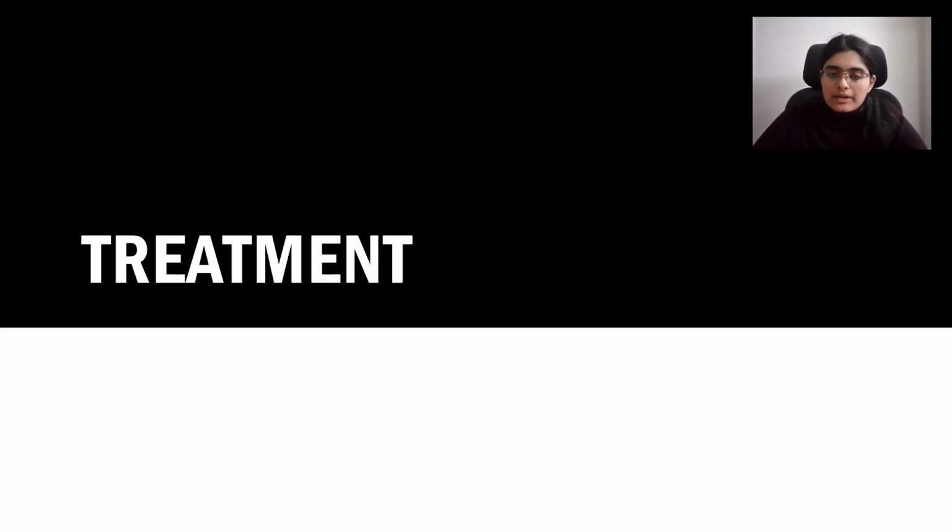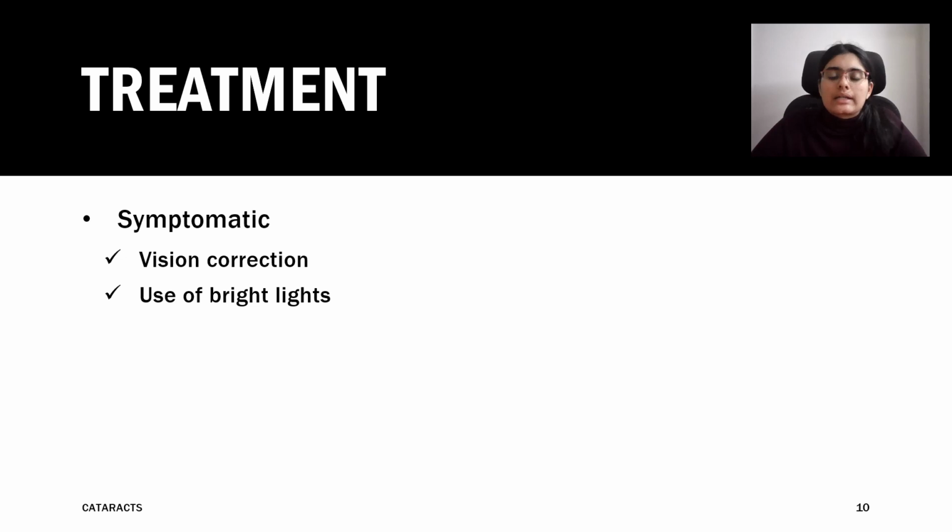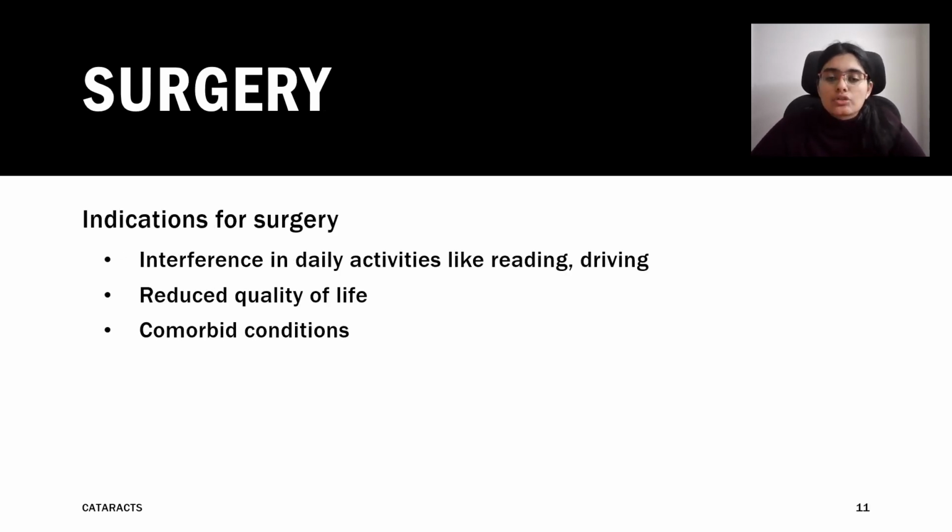What is the treatment of cataract? It is important to note that most of the times, even if a cataract is symptomatic, by basic vision correction and use of brighter lights, we can symptomatically treat cataracts. However, if it does go to an extent where the cataract is interfering in normal daily activities like reading or driving, the patient experiences a reduced quality of life. And if you have comorbid conditions like diabetes or hypertension, most patients may opt for surgical management. So what is this surgical management?